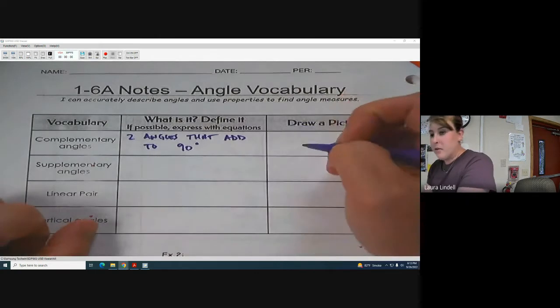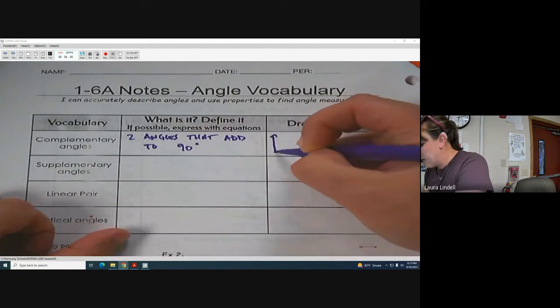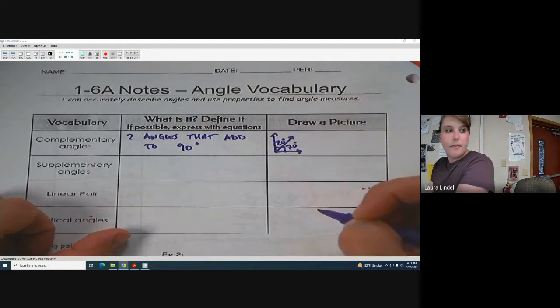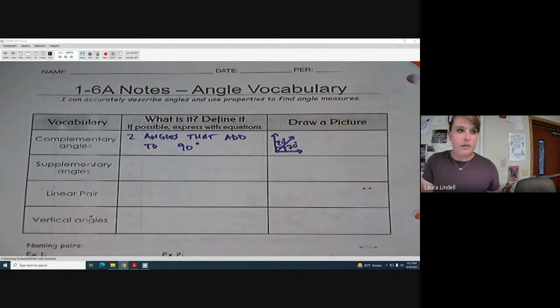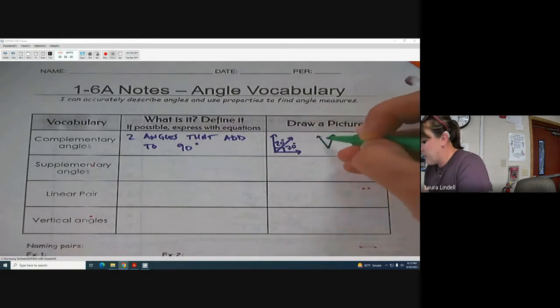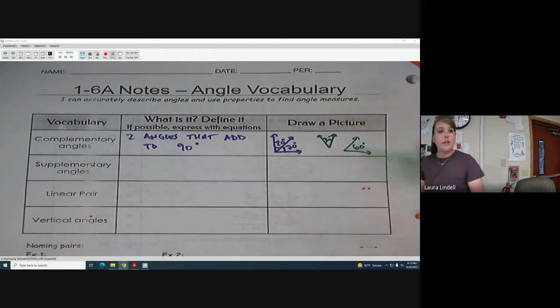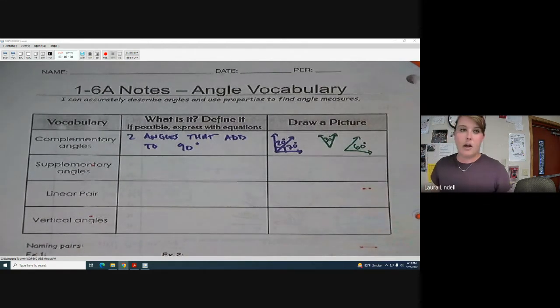There's a couple different ways we might see something like this. We know they're adding up to a right angle, so we might see a right angle where one of these angles is 20 and the other is 70 or something like that. We might also see two separate angles that are not adjacent. Maybe this one's 30 degrees and this one over here is 60 degrees. Either way, those are two examples of complementary angles.